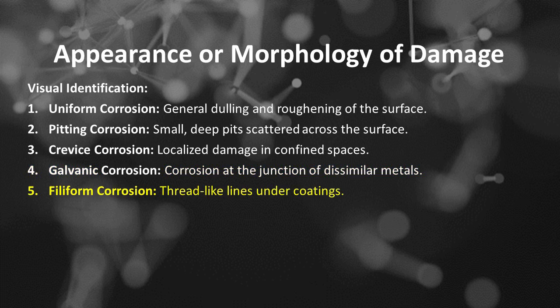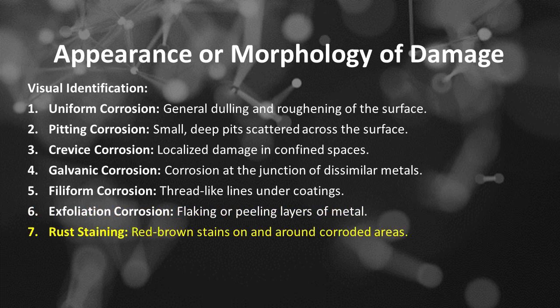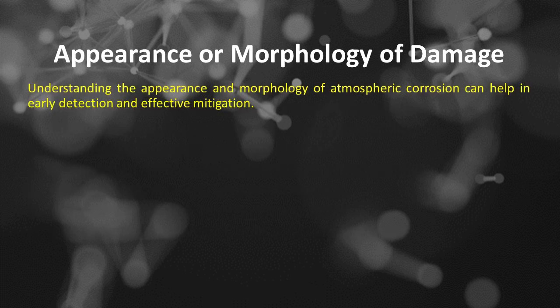Filiform corrosion, thread-like lines under coatings. Exfoliation corrosion, flaking or peeling layers of metal. Rust staining, red-brown stains on and around corroded areas. Understanding the appearance and morphology of atmospheric corrosion can help in early detection and effective mitigation.